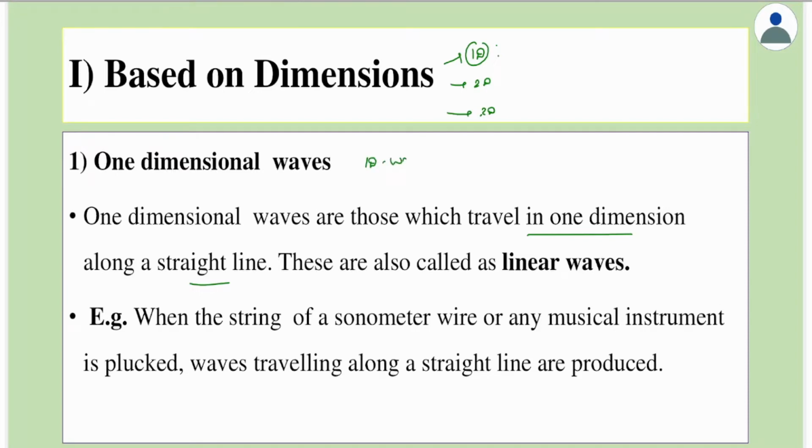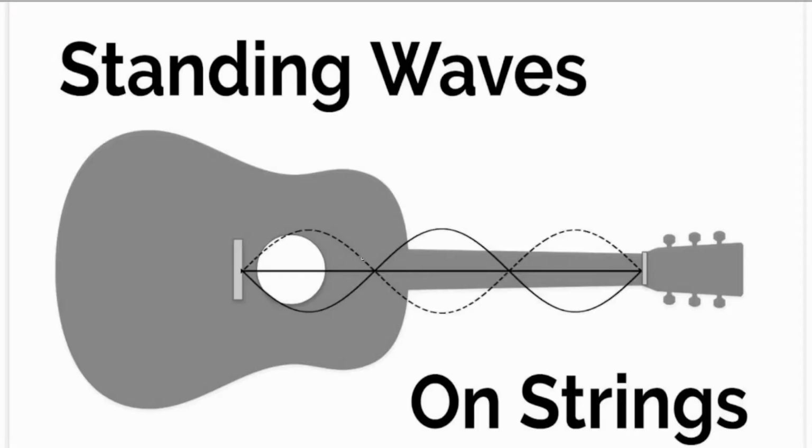called 1D waves. Examples of these are the string of a sonometer wire. Sonometer is a device. When the string of a sonometer wire or any musical instrument is plucked, then waves that travel along a straight line are produced. For example, as seen here, this is like a straight wire. What you can see is a straight wire here.